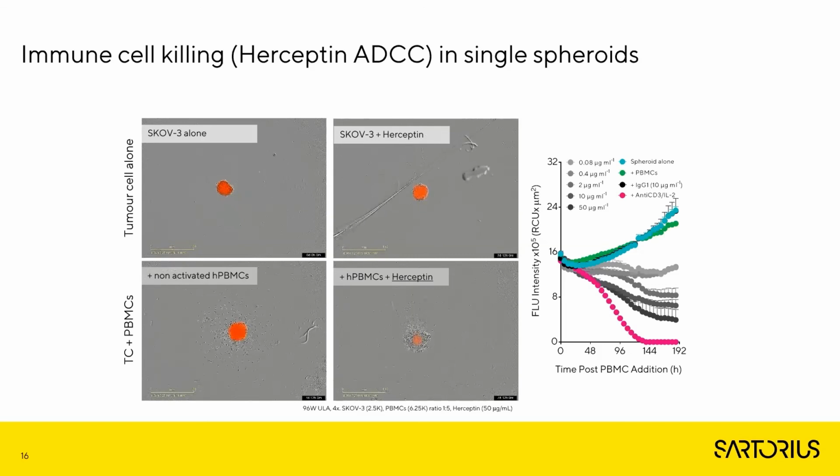So Herceptin-activated PBMCs cause a concentration-dependent death of SKOV3 spheroids, as shown in the time course plot, where spheroid proliferation and death quantified using fluorescence intensity within the bright field boundary metric I spoke of earlier. Note that targeting the T cell population with a cocktail of anti-CD3 and IL-2 resulted in maximal death of the spheroid.